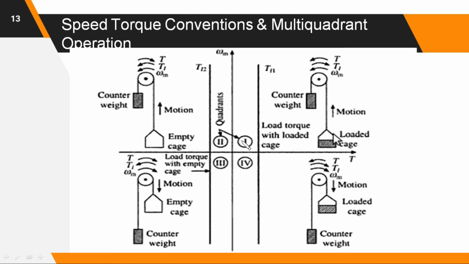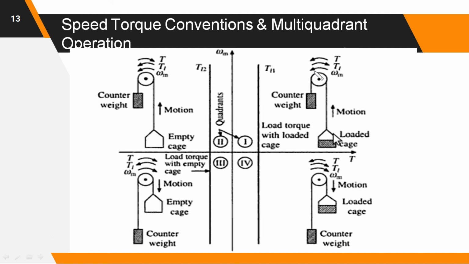Then and only then will forward speed occur. Okay, this means the loaded cage should go up, correct? And this is possible only when the motor acts as a motor, with electrical quantity converted into mechanical quantity. Therefore here omega m, the speed, is shown in the anti-clockwise direction because the lift is going up.